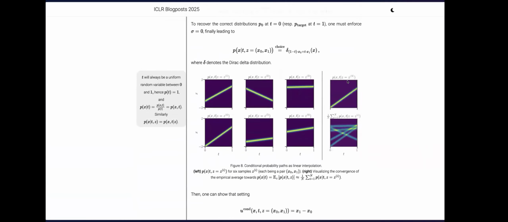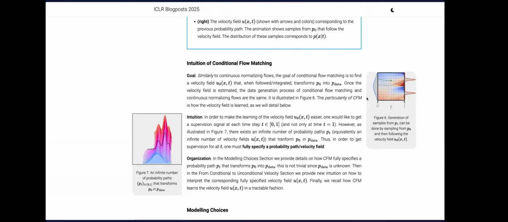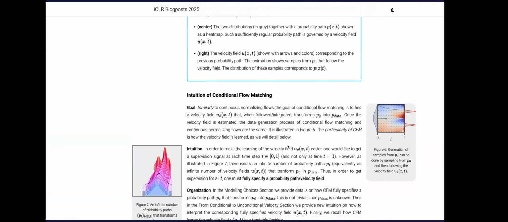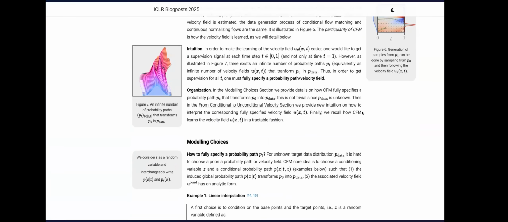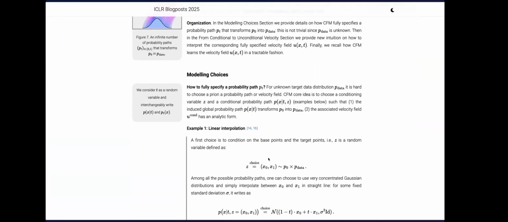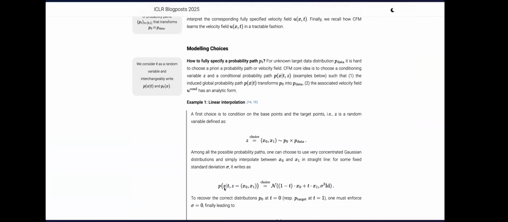Okay, now, what is the velocity field that is tied to this probability path? Remember that in conditional flow matching, we want to be able to specify simple probability paths, which means that we need to define how to draw samples away from 0 and away from 1, but also how to transport those samples.